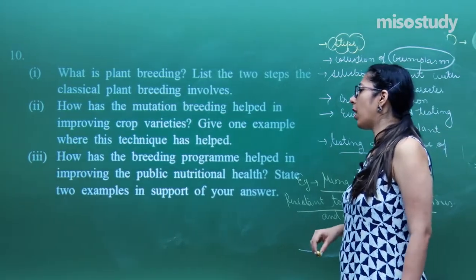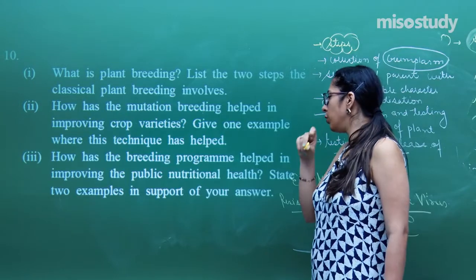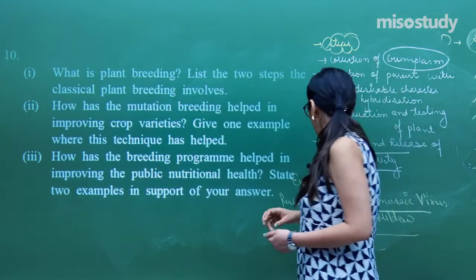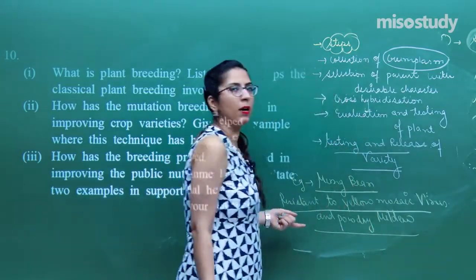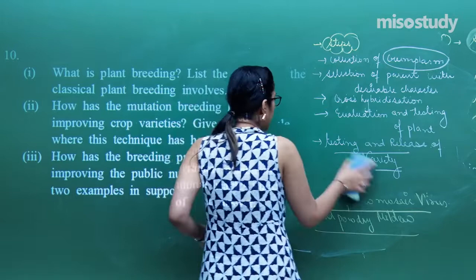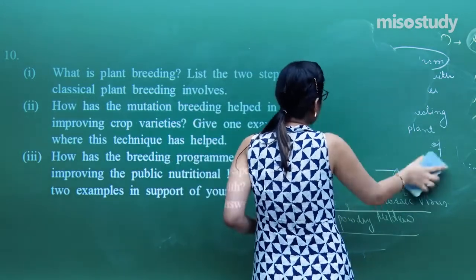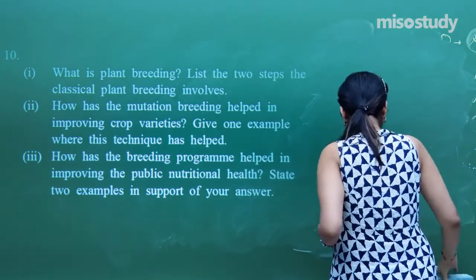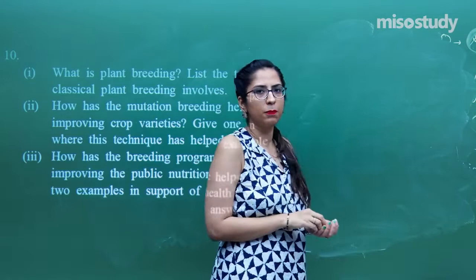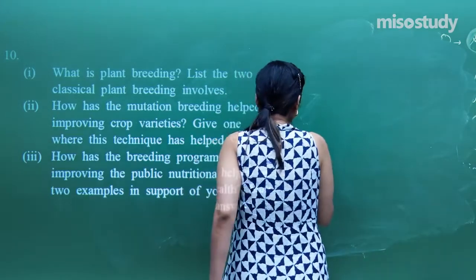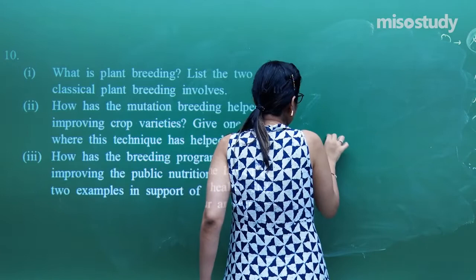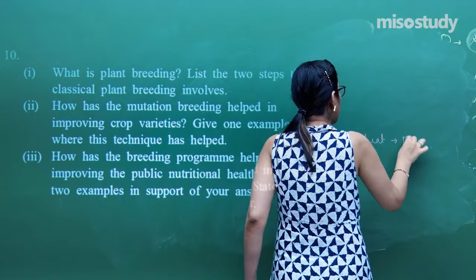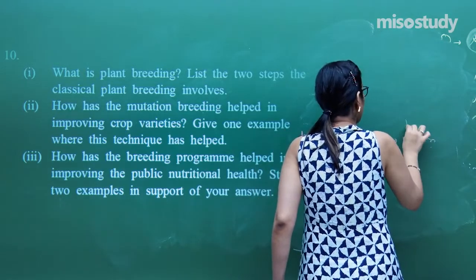How has the breeding program helped in improving public nutritional health? State 2 examples in support of your answer. Now, in the sessions, hope you have noted down about the mung bean. In the chapter, we have discussed Atlas 66, which is used as a donor for the production of high protein content in wheat. So you can take the example of Atlas 66, which helps in production of wheat having a high protein content.